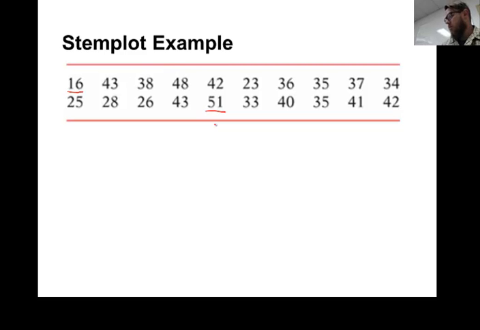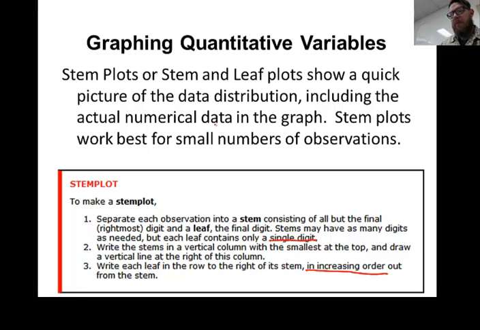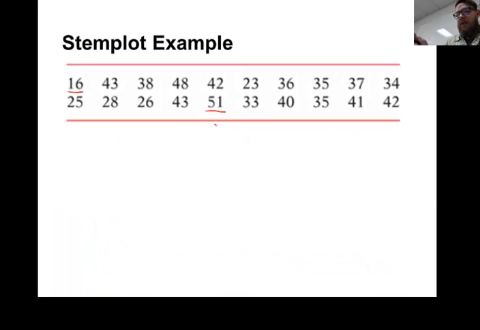To figure out what we need to do to make a stem plot, it says first we have to separate each observation into a stem consisting of all but the final rightmost digit, and a leaf, the final digit. So if we had a number like 16, we'd split off the final rightmost digit. In the case of 16, the final digit is the 6, and the left digit is the 1. So this is the tens place, and this is the ones.